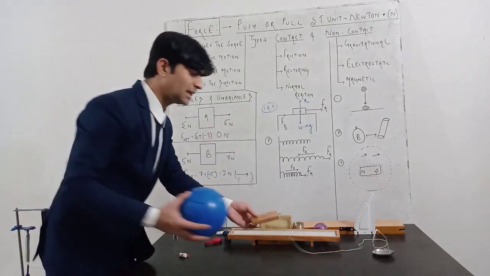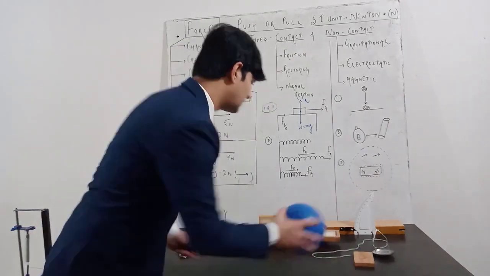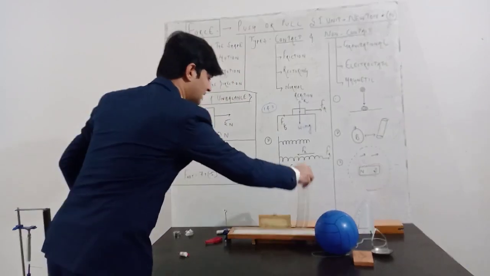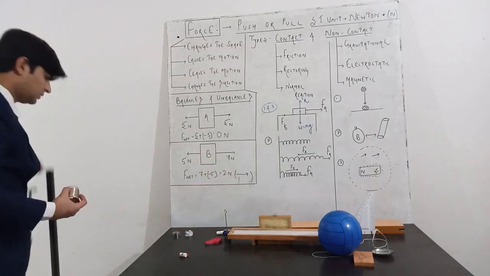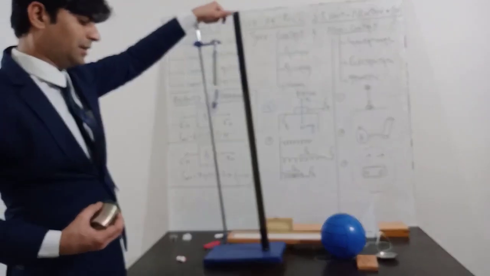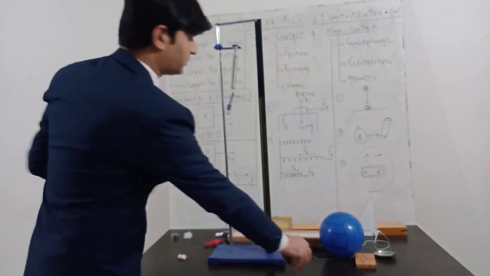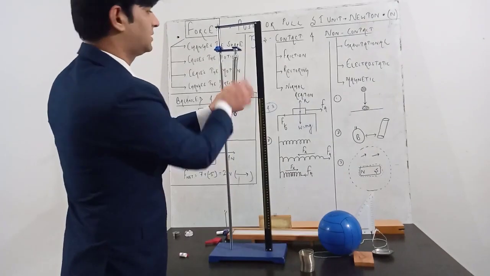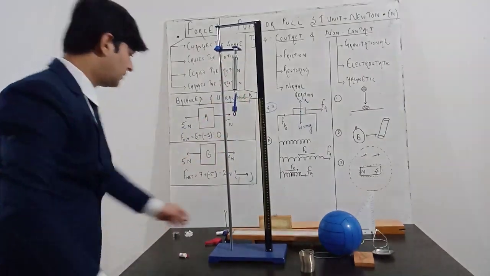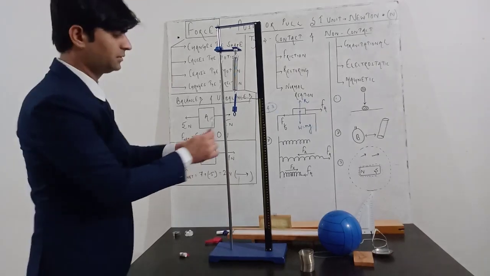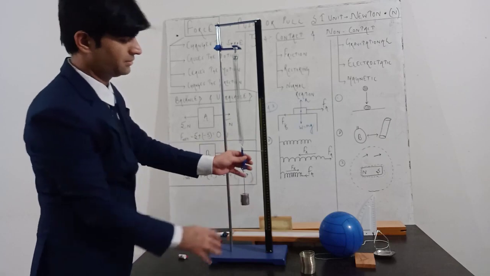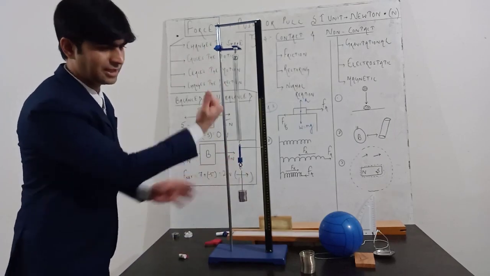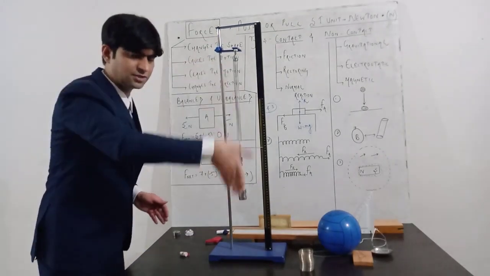If you take this spring, I will show you one demonstration with the help of the spring also. I have this Hooke's law apparatus, which consists of one spring. So this is the spring. If I keep this weight here, this spring will automatically get stretched. The elongation is in this direction. This is the direction of elongation of the spring.